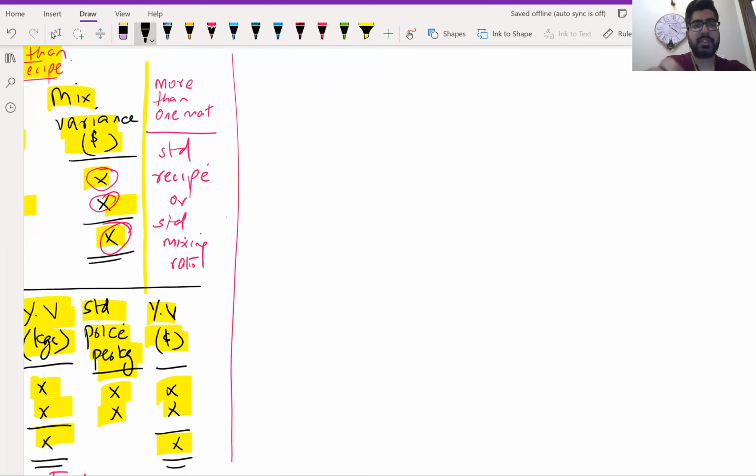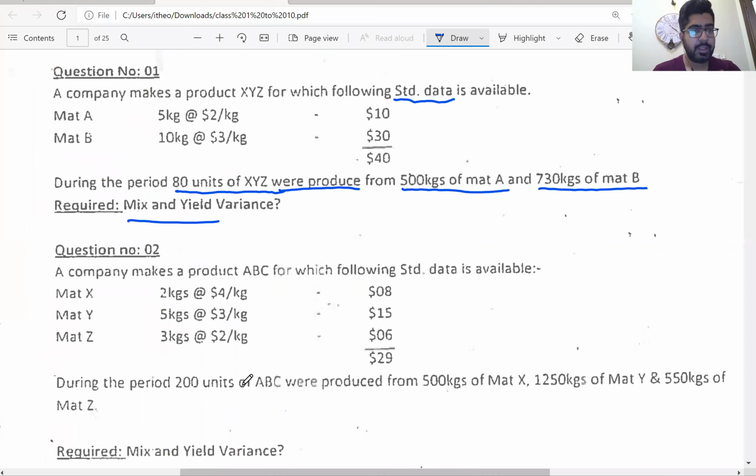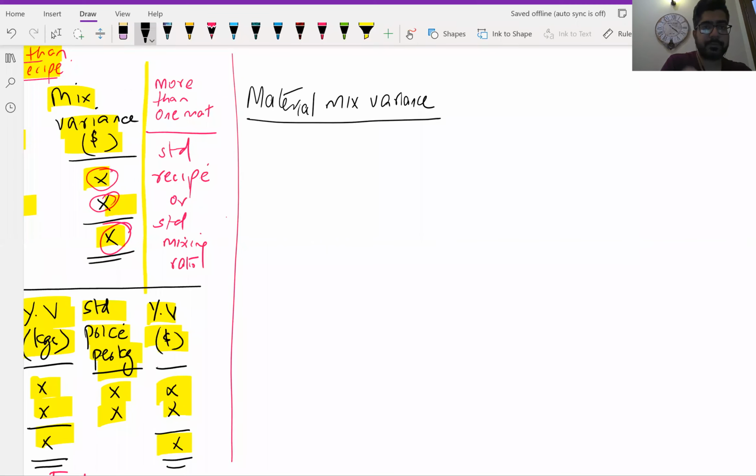When the question asks material mix and yield variance, immediately make the format. Whatever materials are there, make the row. If you go to the question, how many materials are there? I can clearly see there are 2 materials, material A, material B. So I will make 2 rows.